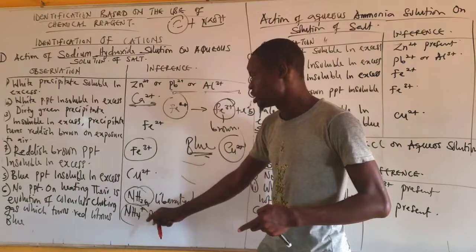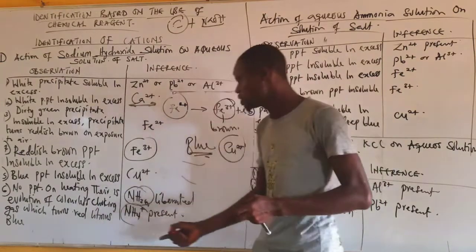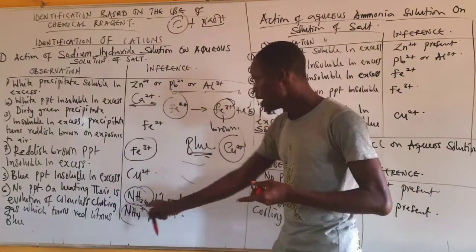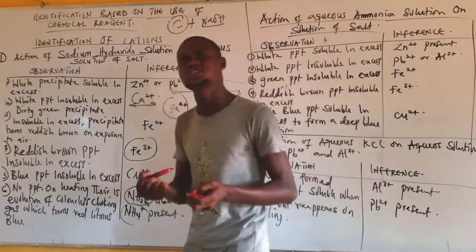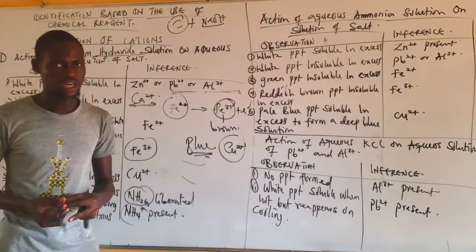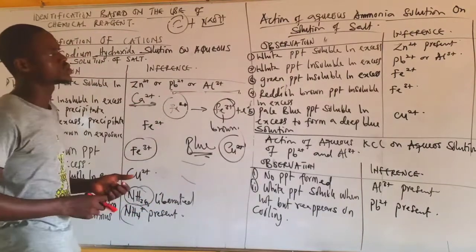Then, since you have to write the experiment, you are going to put that ammonia gas is liberated due to the smell, and ammonium ion is present due to the change in color of the litmus paper. Altogether, that's for aqueous solution.